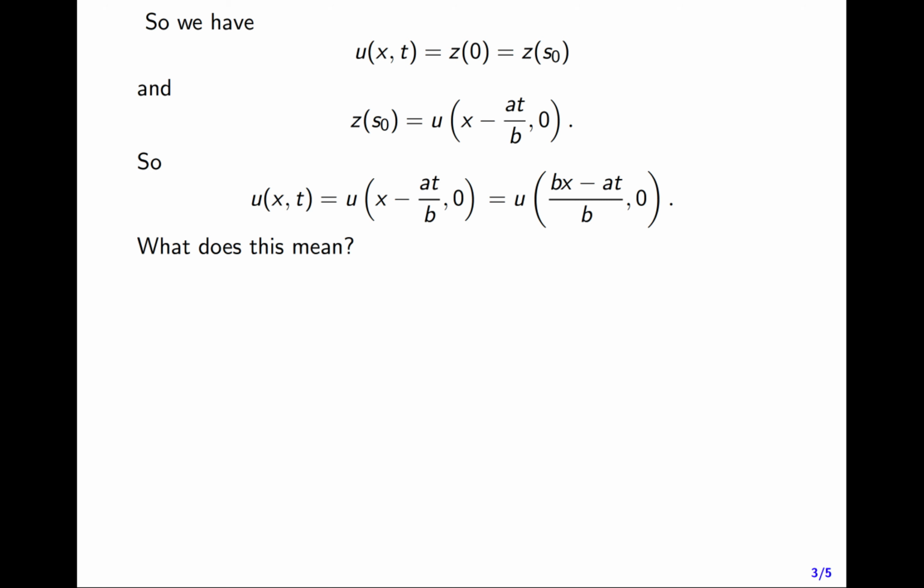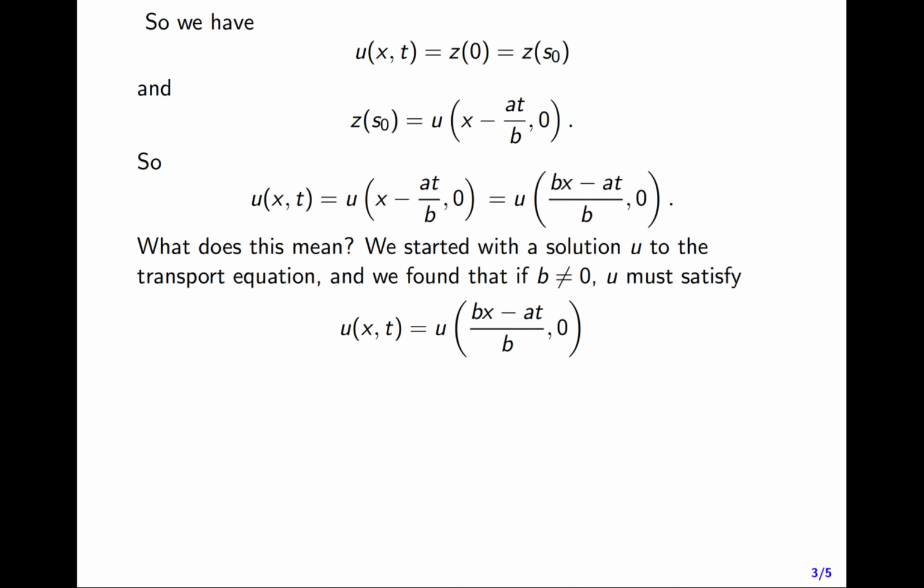What does this mean? It feels like we've just danced around with a bunch of symbols, and we've gone from having a function u(x,t) that solves a transport equation to forcing u(x,t) equals u((bx minus at) over b, 0), with the first slot and 0 in the second slot. How is that at all helpful? We start with the solution u to the transport equation. We find the special relation for u.